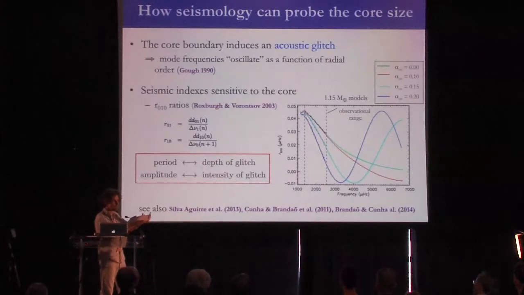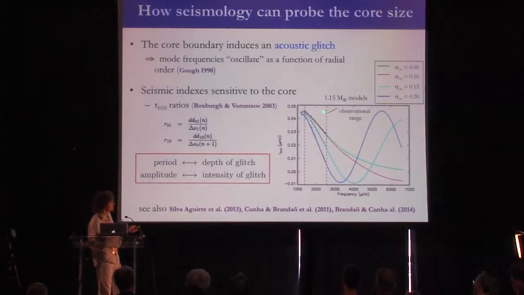So you have a way of probing the size of the core. So you would potentially obtain a model-independent measurement of the size of the core. Only the problem is that here I showed the observational range over which we detect modes, and it's only a fraction of this oscillation. So this is really a problem to get model-independent measurements.